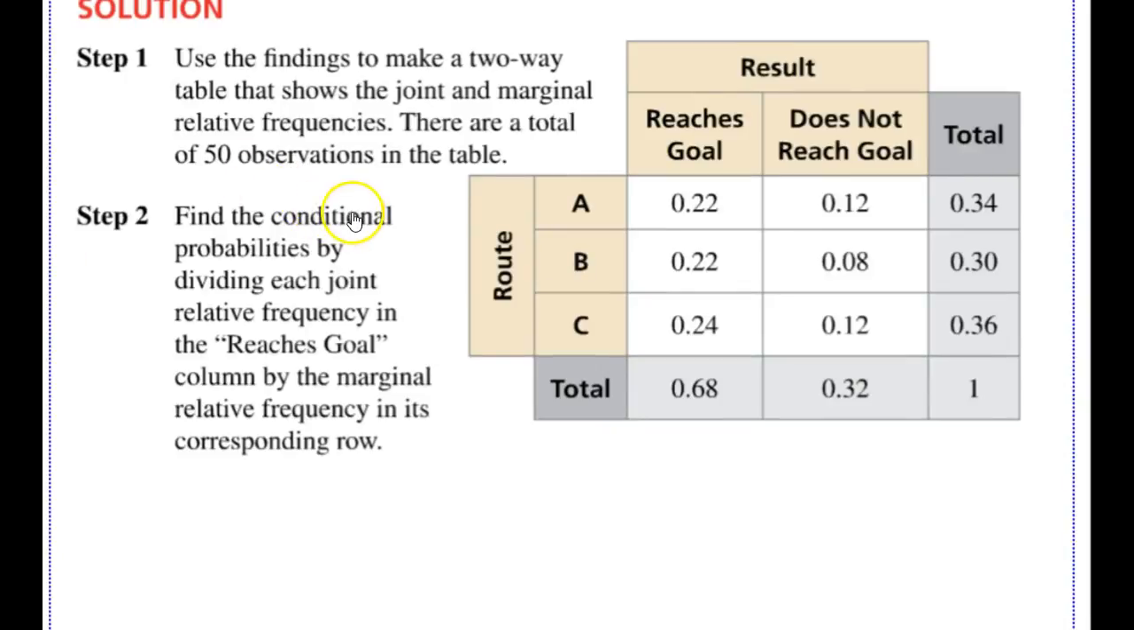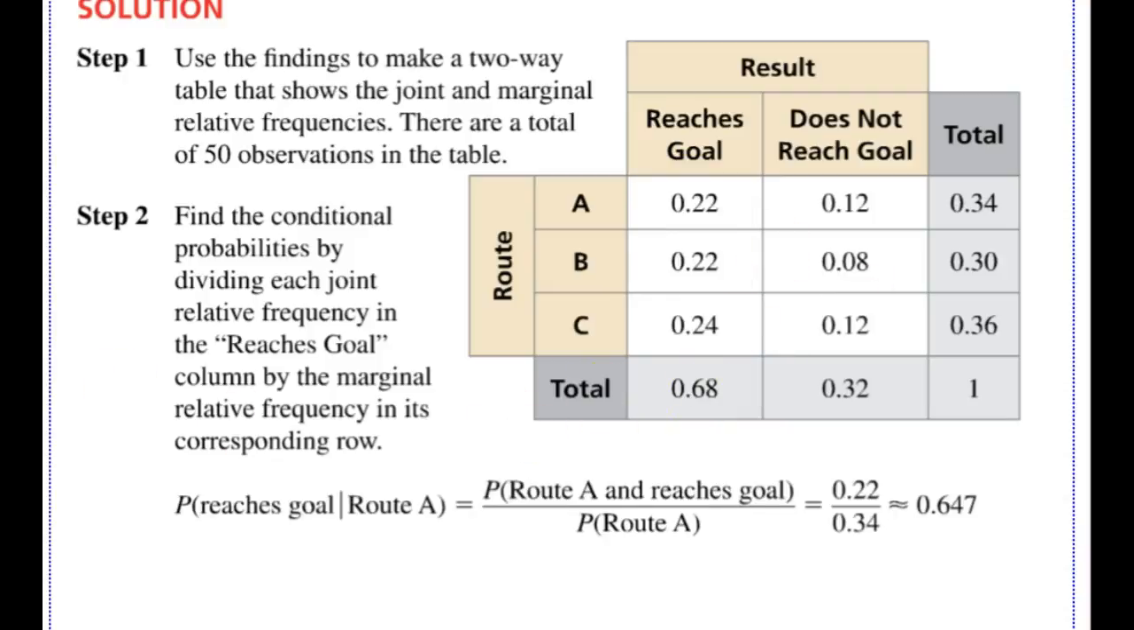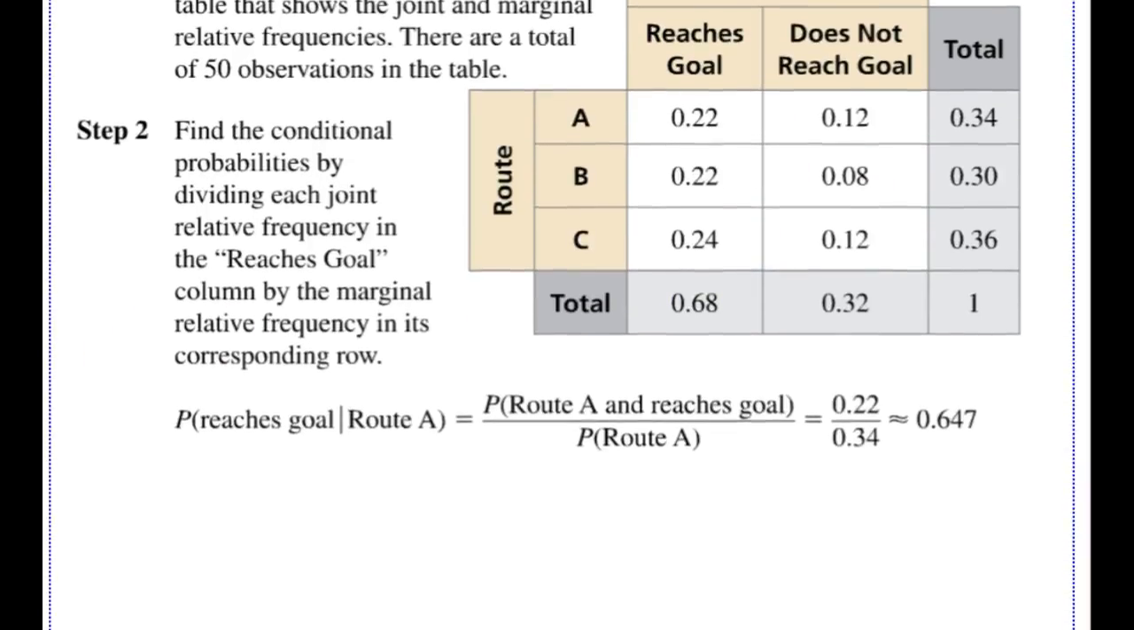So now I want to look at the conditional probabilities. So first I divide each joint relative frequency, right, these ones in the white, in the reaches goal, because I'm really concerned about do I reach my goal, by the column and my corresponding rows. So here let's look at what we're looking at here. So my reaching goal on route A. So I take the probability of route A in reaching my goal, divided by the total of route A, which is that 0.34, and I get 0.647.